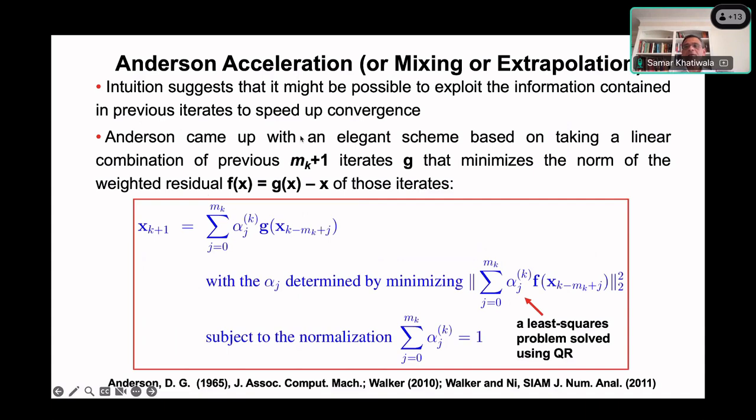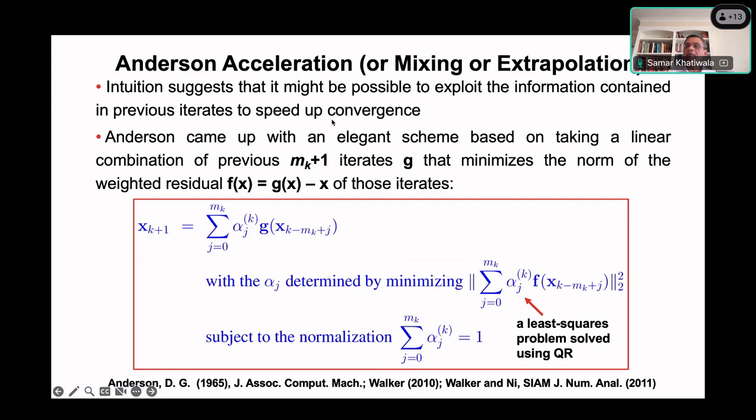So basically, this is called the history of the method. You essentially retain previous iterates, and you take a linear combination of them such that the residual, this difference here at any given iteration, is minimized. Okay, so that's the basic idea behind Anderson acceleration.